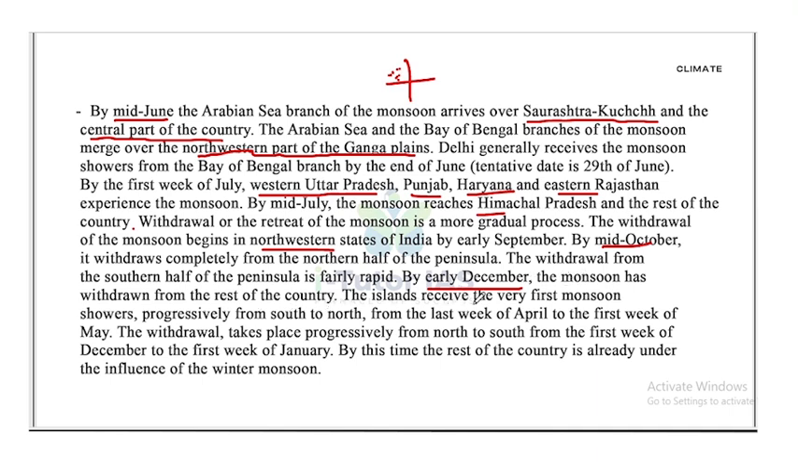The islands receive the very first monsoon shower progressively from the south to north, from the last week of April to the first week of May. The withdrawal takes place progressively from the north to south, from the first week of December to the first week of January. By this time, the rest of the country is already under the influence of the winter monsoon, because that is the period of winter.